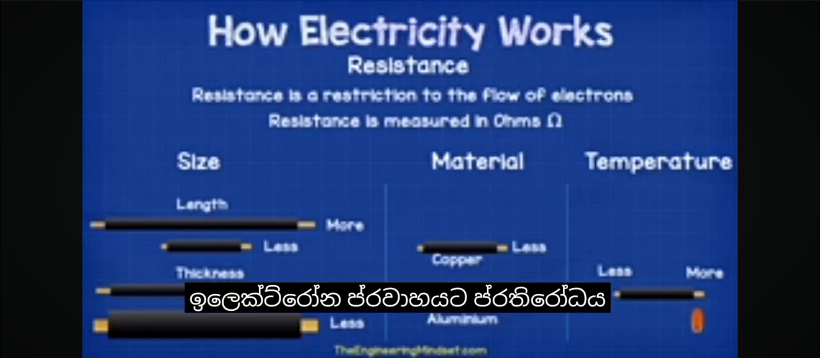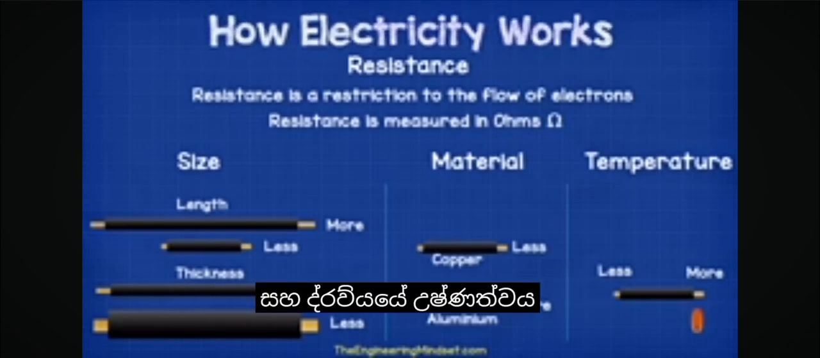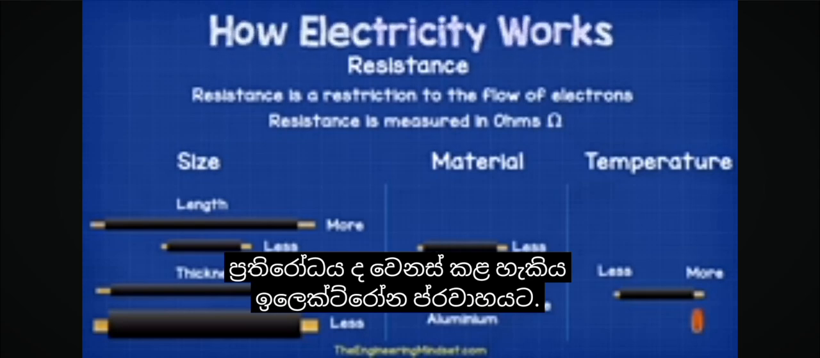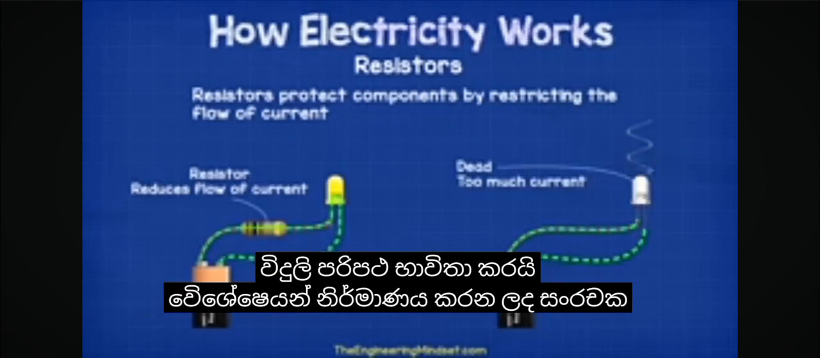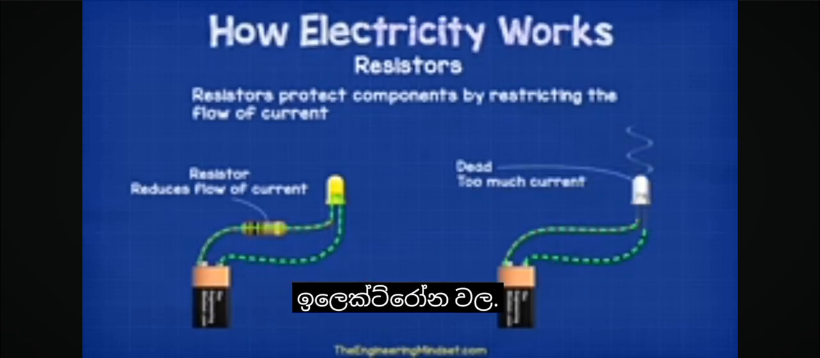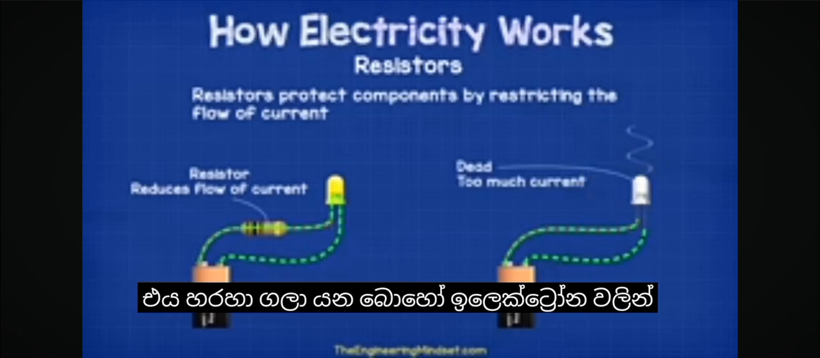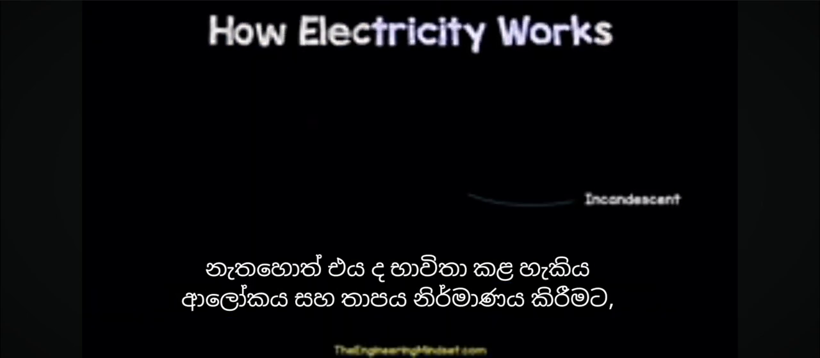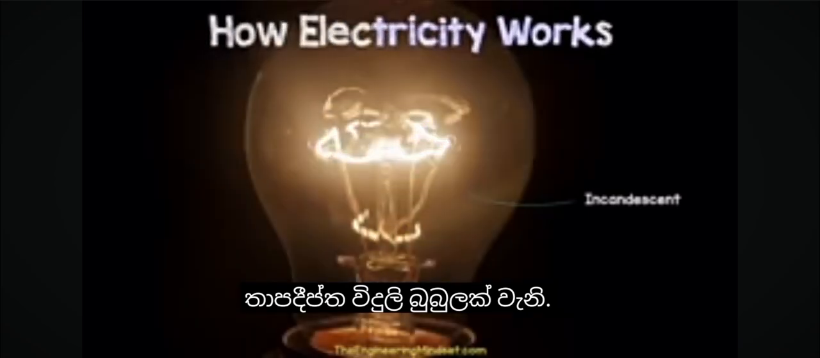Resistance to the flow of electrons is different for each material, and the temperature of the material can also change resistance to the flow of electrons. Electrical circuits use specially designed components known as resistors to purposely restrict the flow of electrons. This is either to protect other components from too many electrons flowing through it, or it can also be used to create light and heat, such as in an incandescent light bulb.